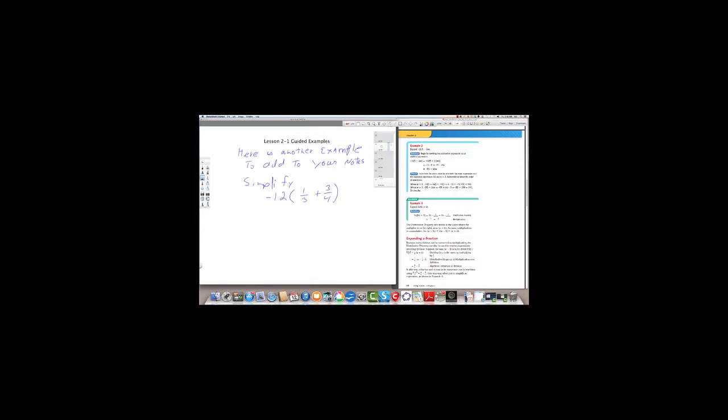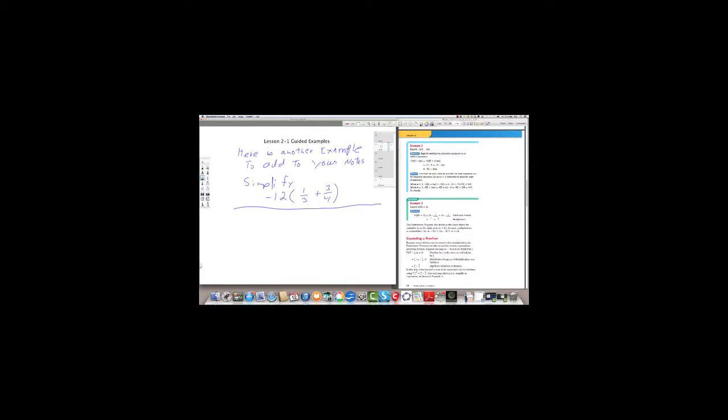Okay, here's another example to add to your notes. And I want to ask you to try this real quick, is simplify this expression. -12, and then in parentheses, times 1/3 plus 3/4. Pause the video, go ahead and work on it yourself for a second, and then come on back, and I'll be waiting here for you.